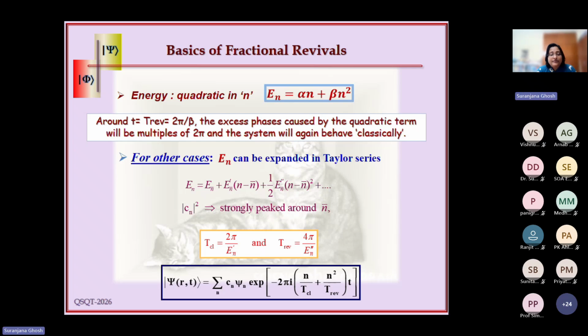For other systems, if they don't have this kind of dependence, then one can expand the energy in a Taylor series and find the linear and quadratic terms as well, and find these two time scales, T_CL and T revival, and finally write the wave packet in terms of these two time scales. Then one can see the system dynamics.